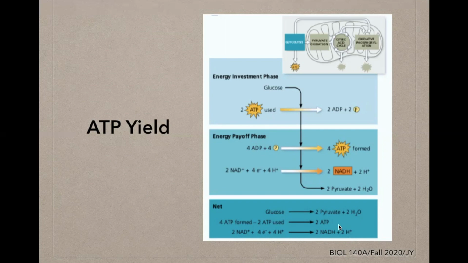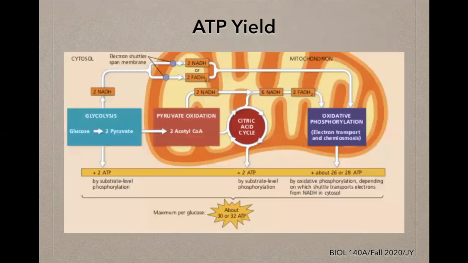So the ATP yield at the very end, after glycolysis, the Krebs cycle, and oxidative phosphorylation, which includes the electron transport chain, the total amount of ATP generated will vary per glucose. But for our case, Campbell Biology roughly estimates about 30 to 32 ATP being created per one molecule of glucose. So that is 2 ATP plus 2 ATP plus 26 ATP, that's about 30. And then plus 28 would be 32.